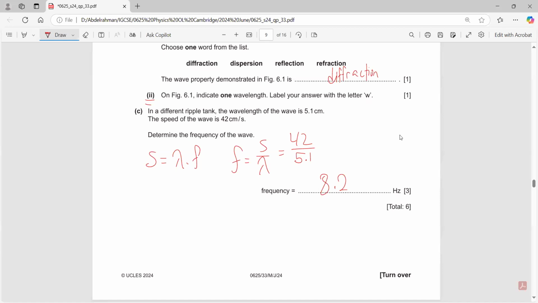If you want to write down the magic triangle, the speed would be here, and then the wavelength and the frequency. So frequency equals speed over wavelength.